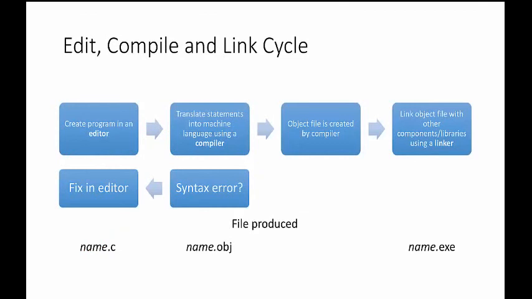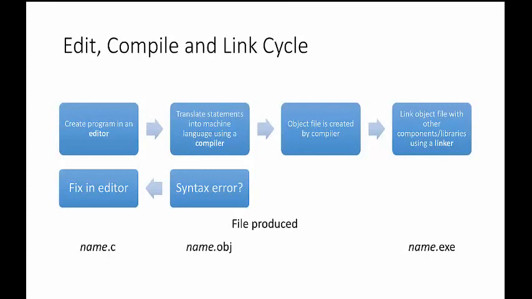Your edit, compile, and link cycle. First, you create a program in an editor after analyzing your pseudocode. Then, you have to translate the statements into machine language using a compiler. This is done by your computer. An object file is then created by the compiler. The compiler will then link the object file with other components or libraries using a linker.